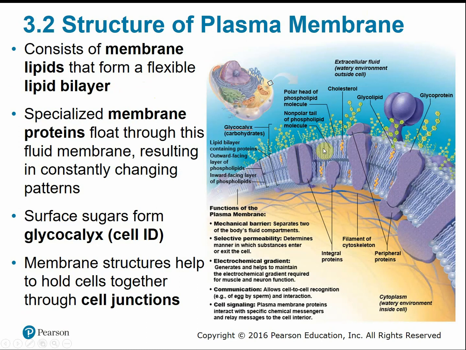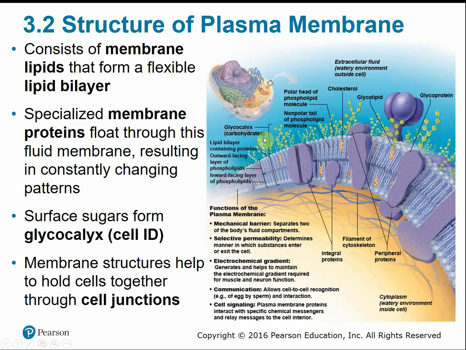So these phospholipids we talked about in Chapter 2 are going to form this lipid bilayer. So we have a double layer of the phospholipids. And then throughout the membrane, there are membrane proteins embedded that can float throughout this fluid membrane. So it has kind of an oil-like consistency.